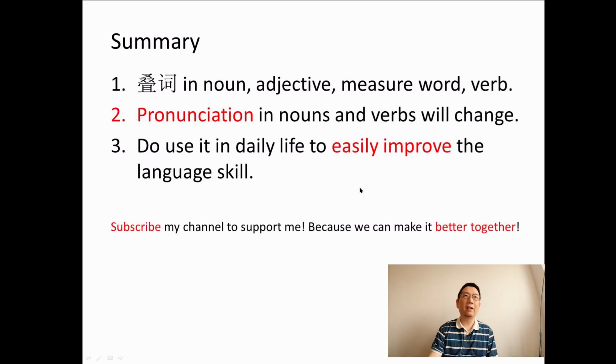So here we have a summary. The first, in this video we learn how to understand and use 叠词 in nouns, adjectives, measure words and verbs. And second, we should pay attention to the pronunciation, which will be changed especially in nouns and verbs, especially for the second same character. And third, do use it in daily life because it's very easy and can easily improve your language skill.